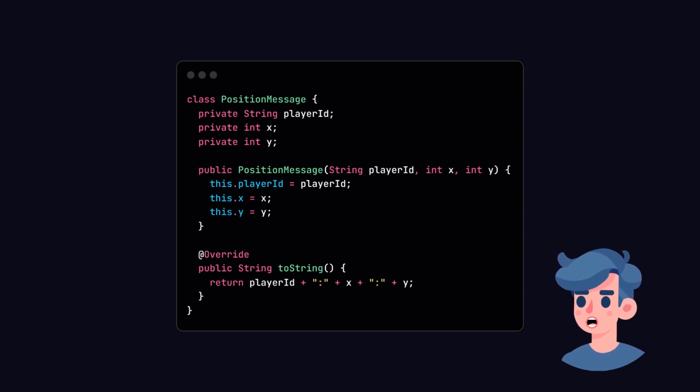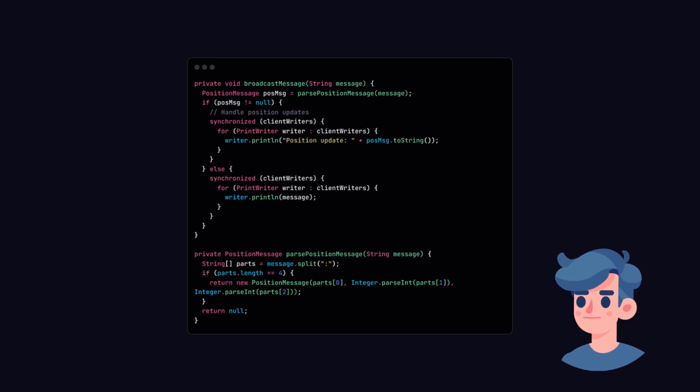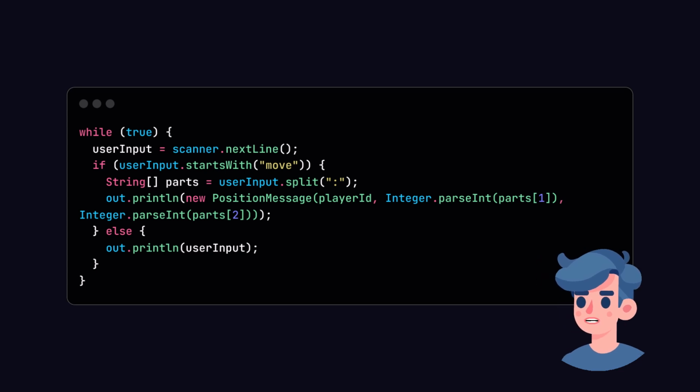We'll need to adjust our message format to include the player's ID and its corresponding coordinates. In the position message class, we will hold the player's ID and coordinates. Now our broadcast message method needs to know how to handle these position updates. Let's update the logic in the server to recognize this new message type. Now we can differentiate between normal messages and position updates.